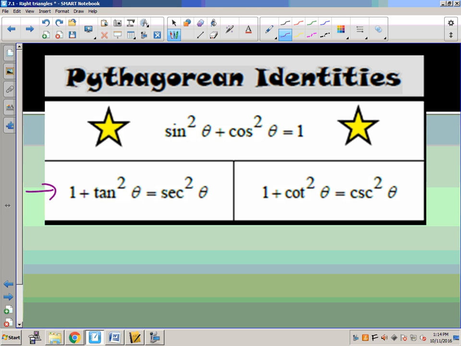Because isn't tangent equals, yeah, the one we just talked about. Tangent was what over what? Sine over cosine. So here's what you do. I'm sorry, I'm trying to steal your thunder. No, you tell me. What were you going to do? You're not sure? Were you going to do this?